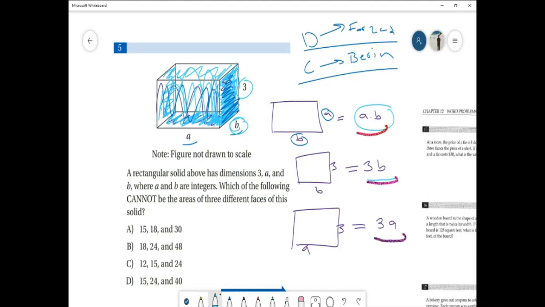The front has dimensions of 3 and B, and the face which is facing us has dimensions of 3 and A. So we wrote them down here. Which of the following numbers cannot be the set of these areas? 3A, 3B, and A times B.